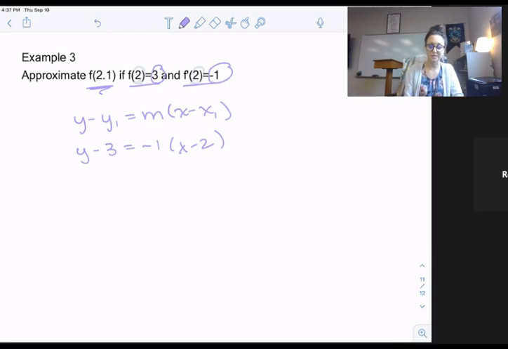If I stay close to 2, I can use that to approximate my function. Well, we wanted to approximate 2.1. Is 2.1 close to 2? Absolutely. So go ahead and plug in 2.1 for me and solve for y, and then bring me your answer to class.